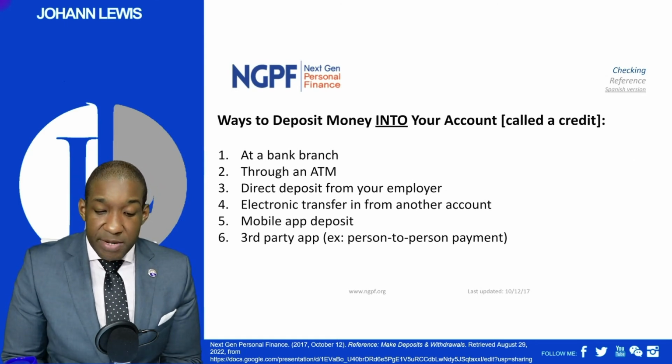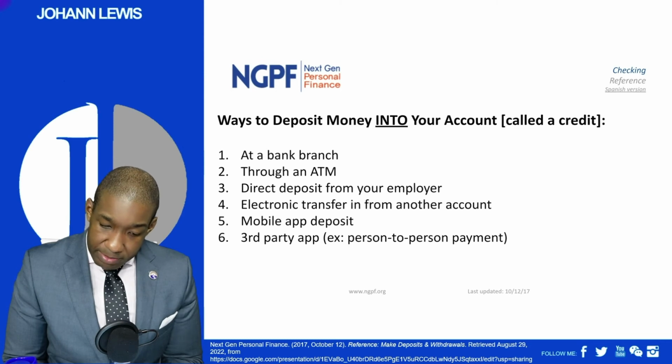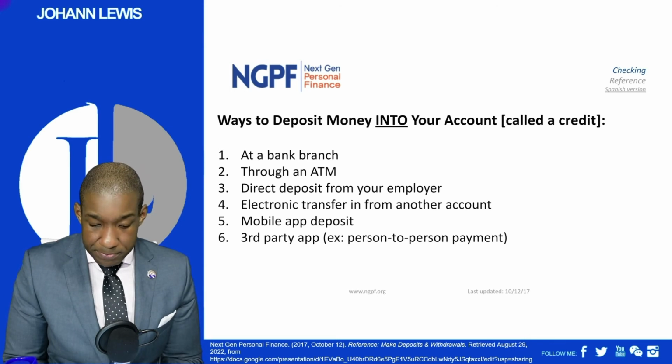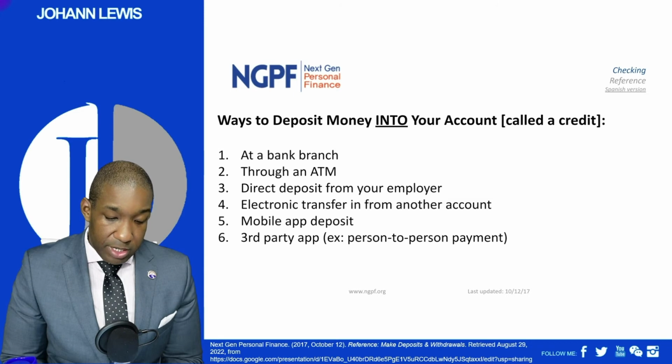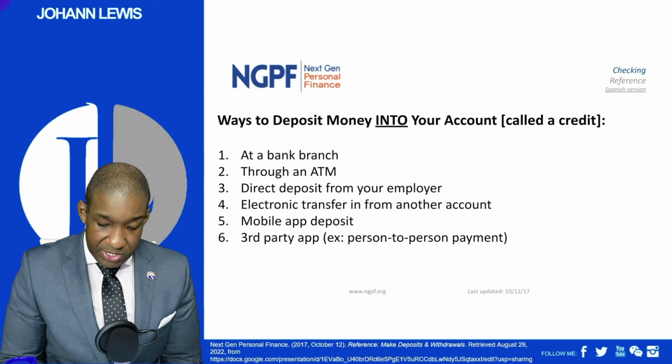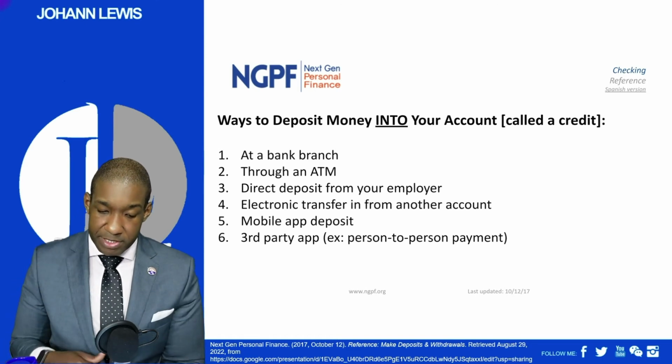So, ways to deposit money into your accounts, called a credit. Number 1, at a bank branch. Number 2, through an ATM. Number 3, direct deposit from your employer. Number 4, electronic transfer from another account. Number 5, mobile app deposit. And number 6, a third-party app, for example, person-to-person payments.